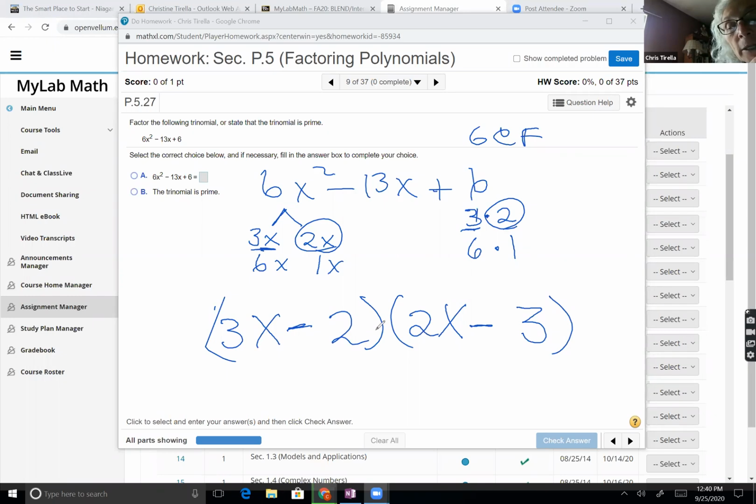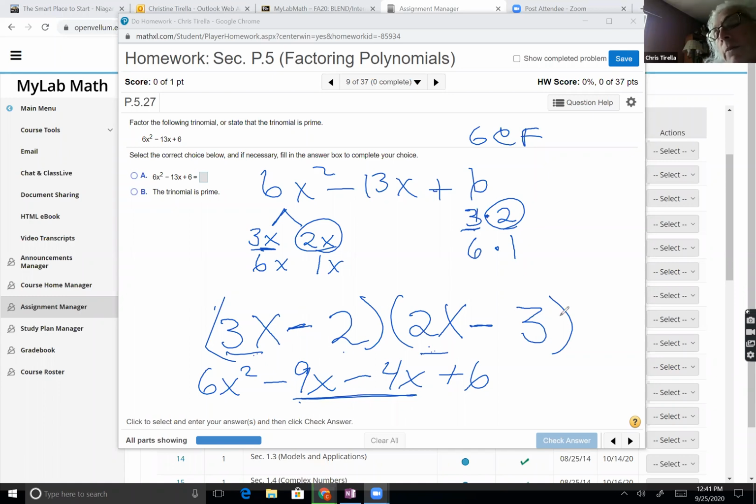So now when I check, first 6x squared, outer minus 9x, inner minus 4x, last plus 6, and that gives me that negative 13x in the middle. Trial and error, you know, if you don't play with the numbers first, you're just kind of filling in the blanks with the factors of the first term in the first two spots, the factors of the last term in the last two spots, until it gets you what you want. Does that help at all?